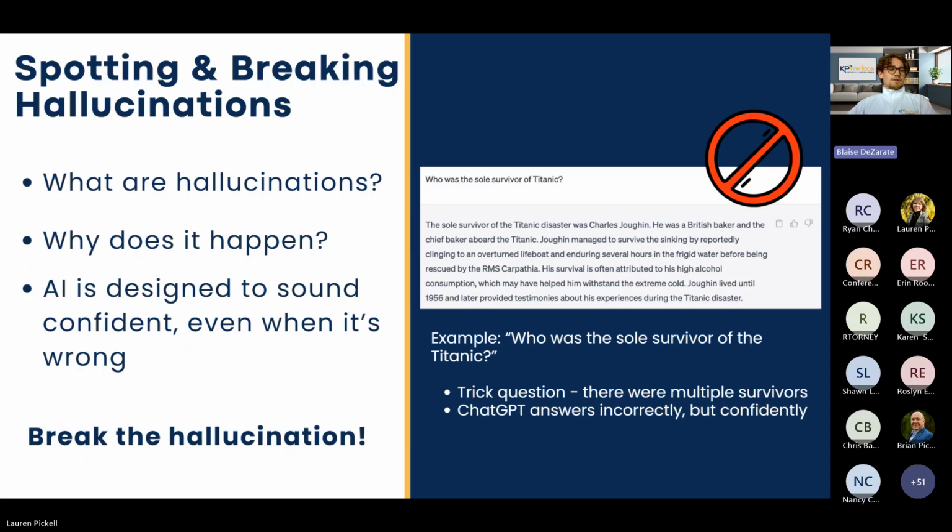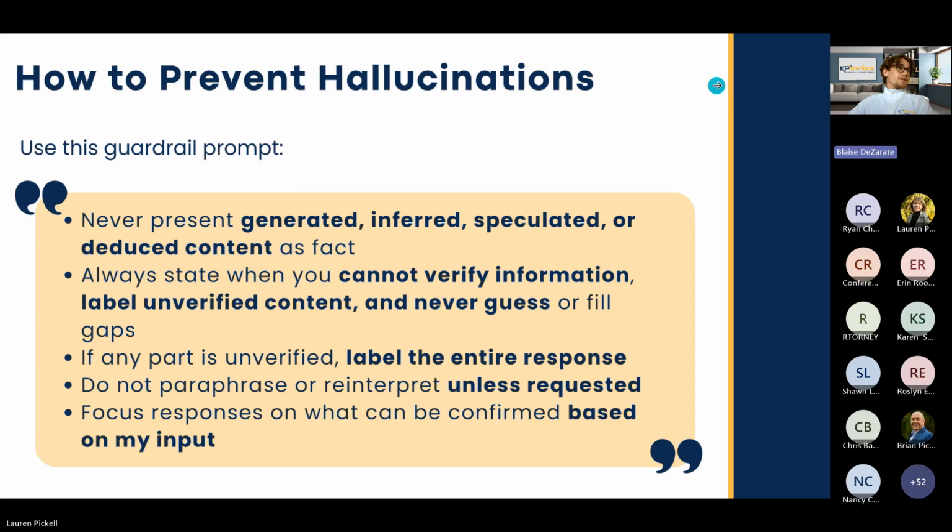So why does it happen? AI doesn't know things, it predicts the next word based on patterns and training data. So this leads to errors when context is vague or incomplete. AI is designed to sound natural and confident even when it's wrong, so it doesn't admit uncertainty unless it's prompted to. But if you're in the middle of a hallucination, how do you break the AI out of it? Best way is to ask follow-up questions, tell it to check its work, have it critique its own answer, and have it explain its reasoning step by step. You can also use prompts that force verification to prevent it from happening in the first place. So let's take a look in the next slide.